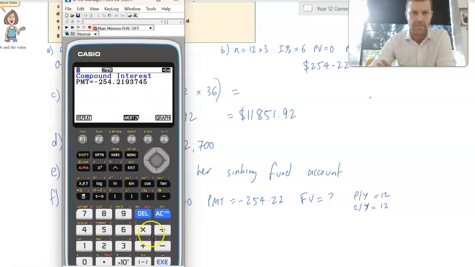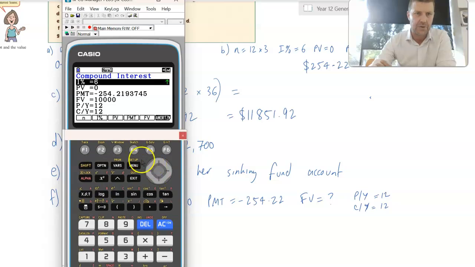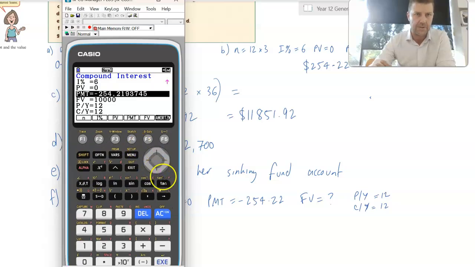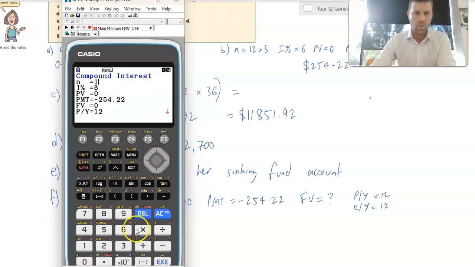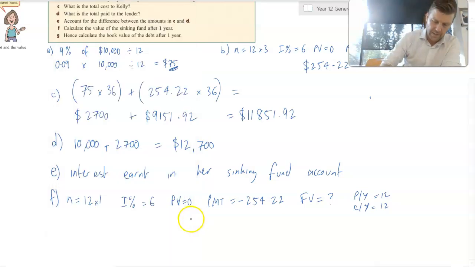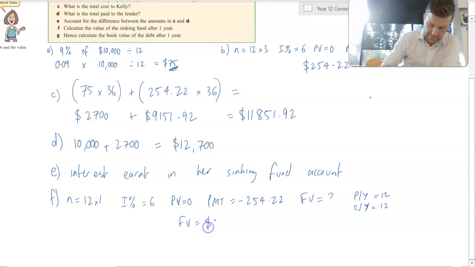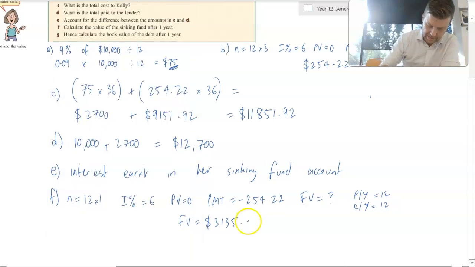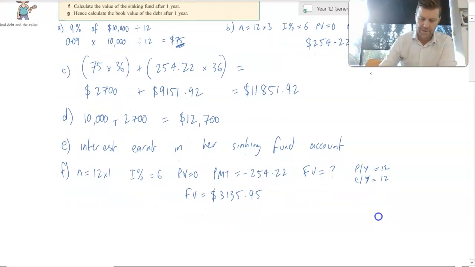So on our graphics calculator, I'm just going to make a bit of a tweak here. Let's make sure that we set PMT to that rounded value, minus $254.22. Again, we're rounding it up. The future value, we want to know what it is, but we're going to change N to 12, or 1 year of monthly repayments. What would the future value be? There is $3,135.95 in that account. So after 1 year, there's $3,135.95 in the account.